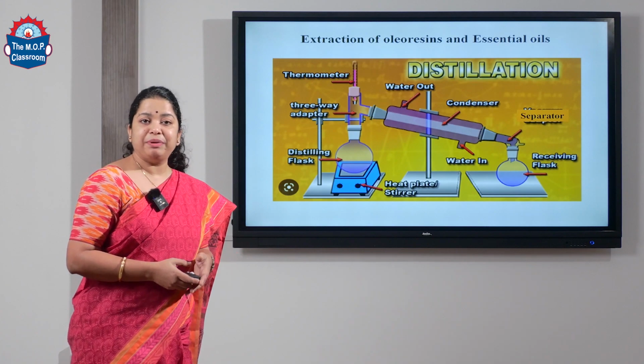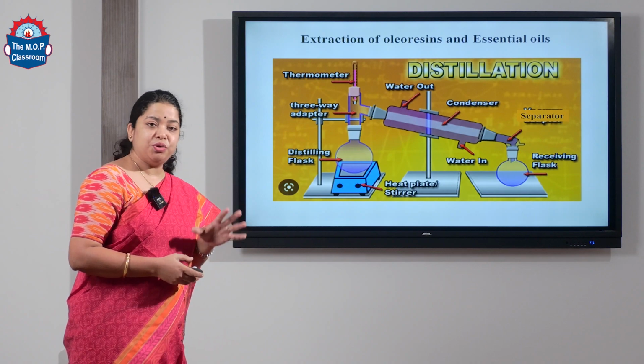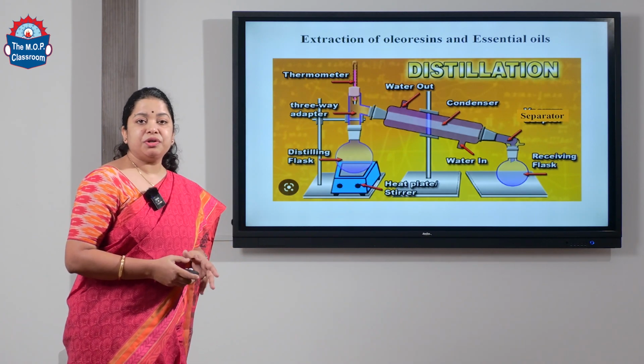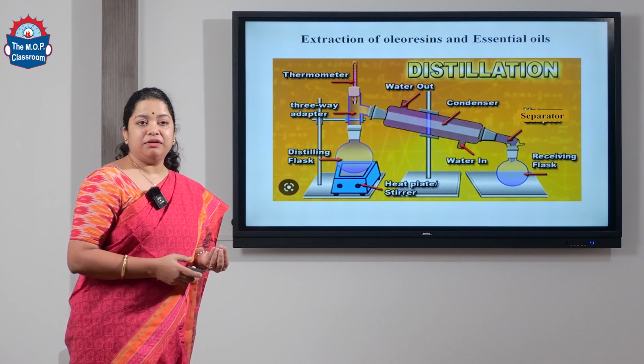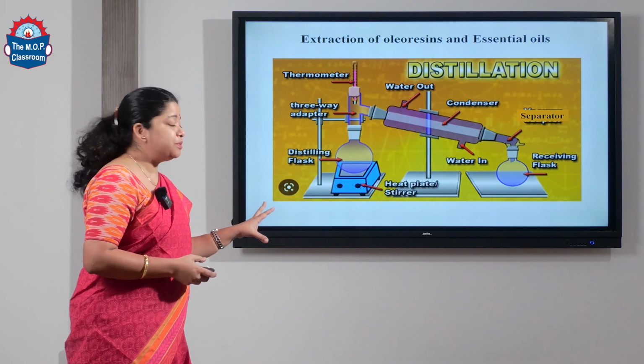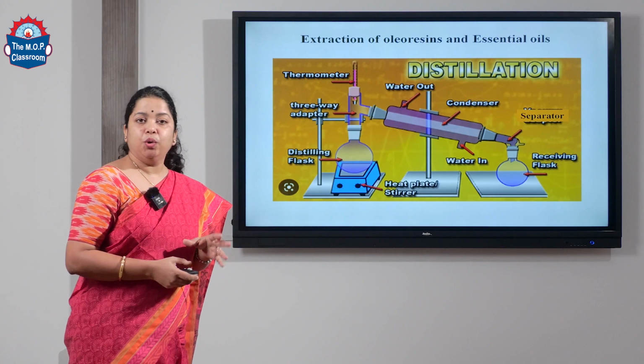Now the work of the separator is to separate out the immiscible liquids. It is going to separate the essential oils and the hydrosol. Now the hydrosol is the pure water which is extracted during the distillation process. So this is the underlying principle. Based on these principles, we will be doing the extraction of the oleoresins.